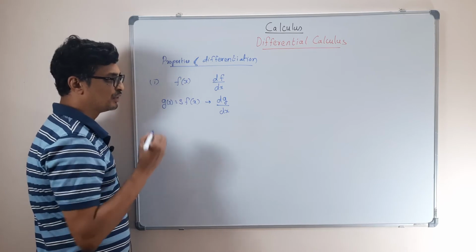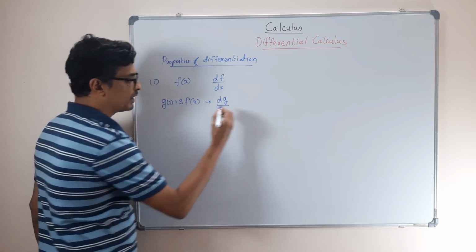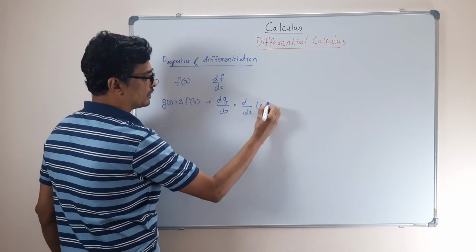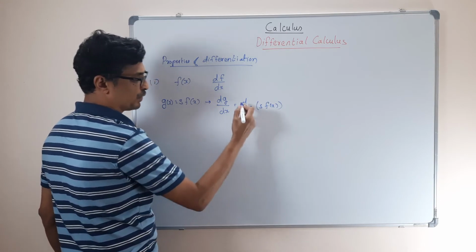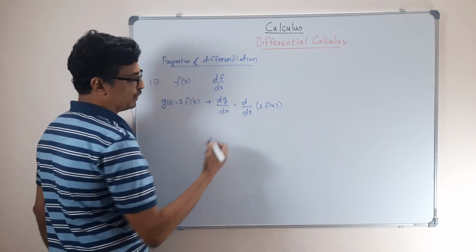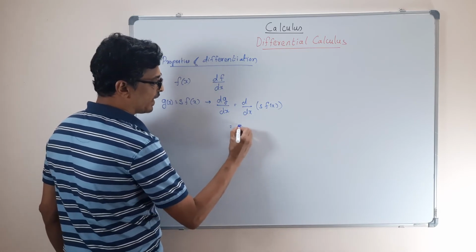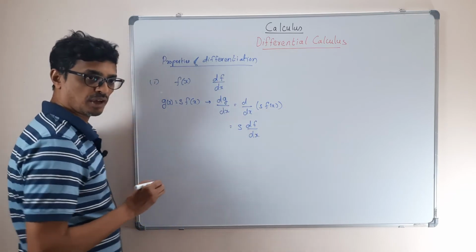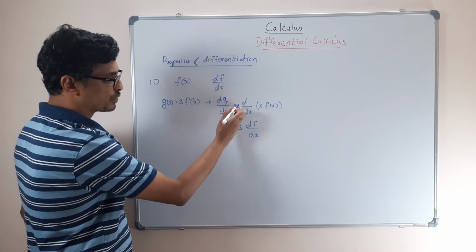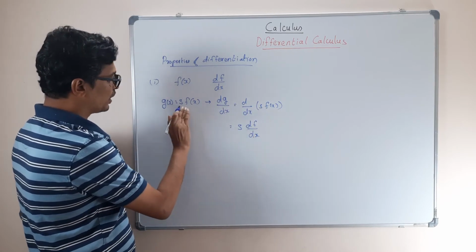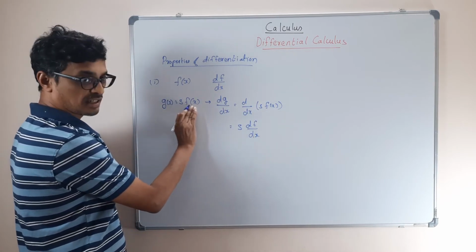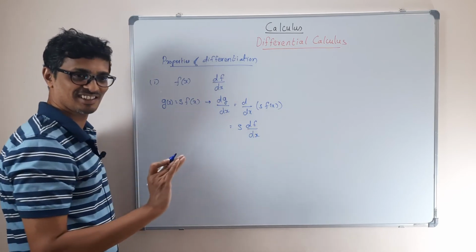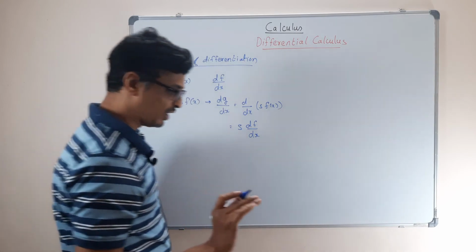So d of g of x is equal to d by dx of s into f of x. You can write it like this also. This will be equal to s into df by dx. So just take the constant outside the differentiation. When you multiply any function with a constant, the derivative also will just be multiplied with the constant. That's what it says.